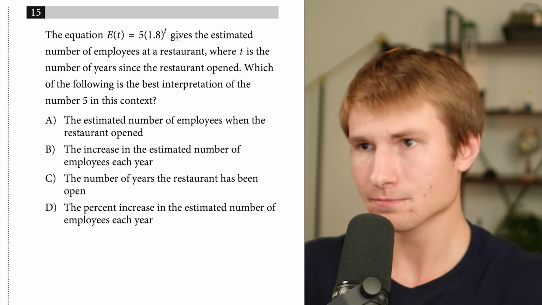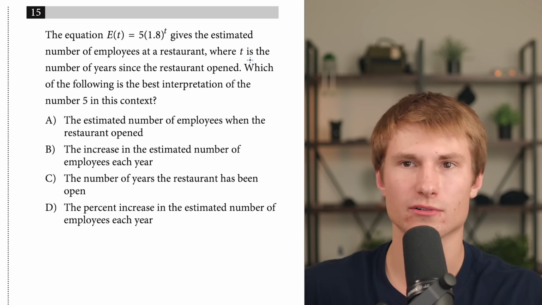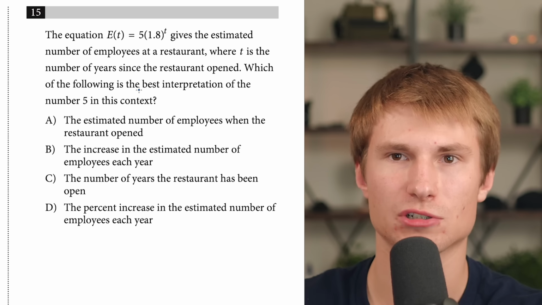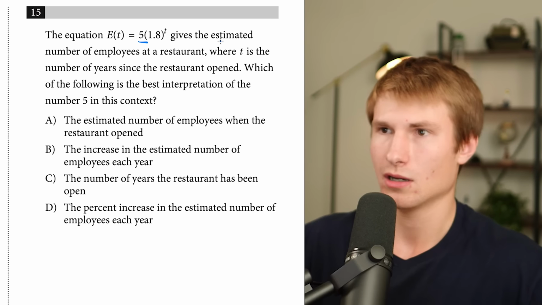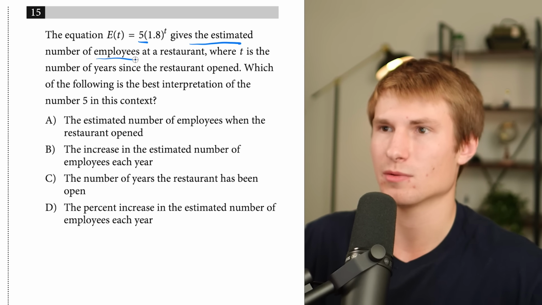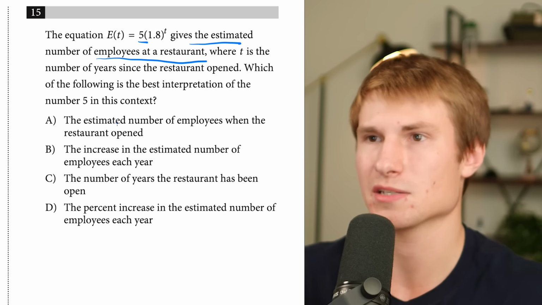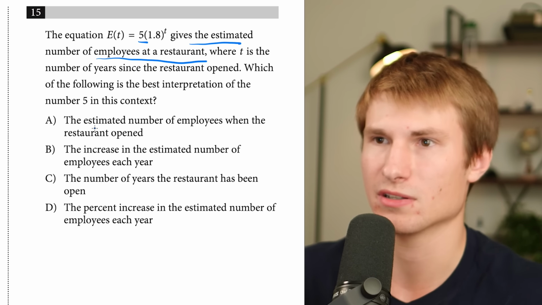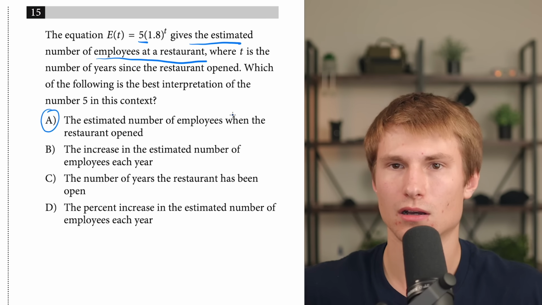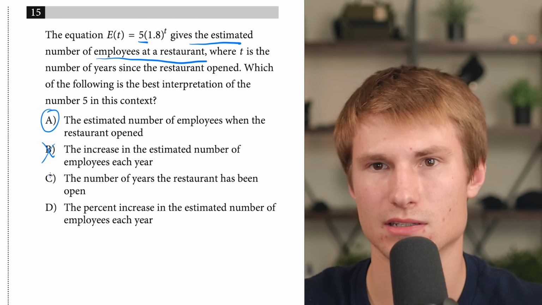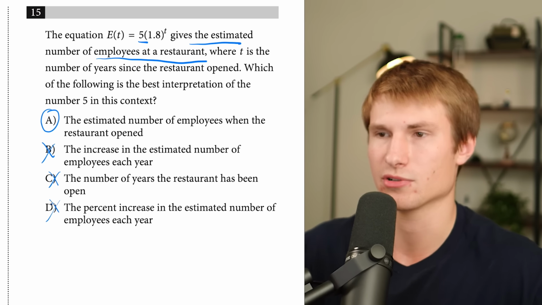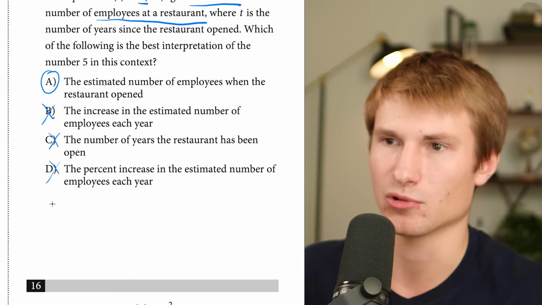Okay. Now it gives the estimated number of employees at a restaurant, t's number of years since the restaurant opened. Which of the following is the best interpretation of the number 5? That's the initial value. Okay, so that'd be, since this is all representing the estimated number of employees at a restaurant, this would be the estimated number of employees at the restaurant when it first opens, which we see as answer choice A. When the restaurant opened, option B, increase in estimated number each year, no. C, number of years it's been open, no. And then D, percent increase in the estimated number of employees each year, that is incorrect.